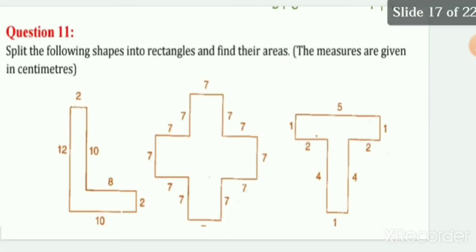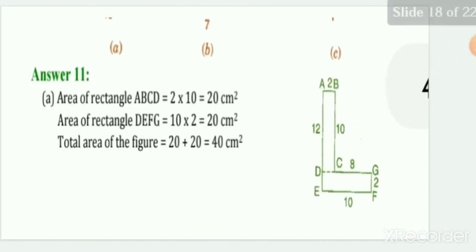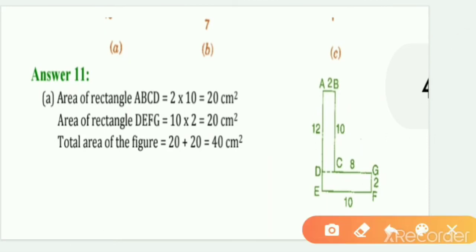Now we have the next question. Question number 11. Split the following shapes into rectangles and find their area. Now again you have to split them into rectangles and find the area for them. So the first question we have is very easy. We have split only from here.